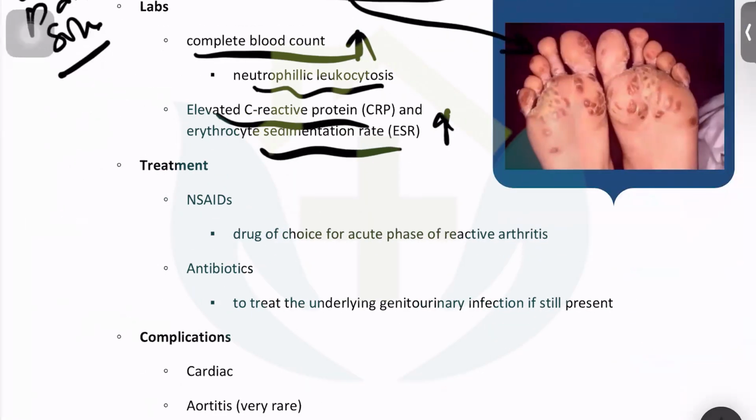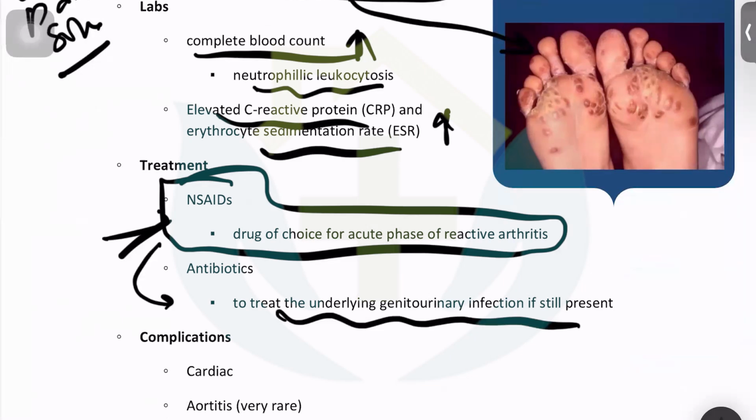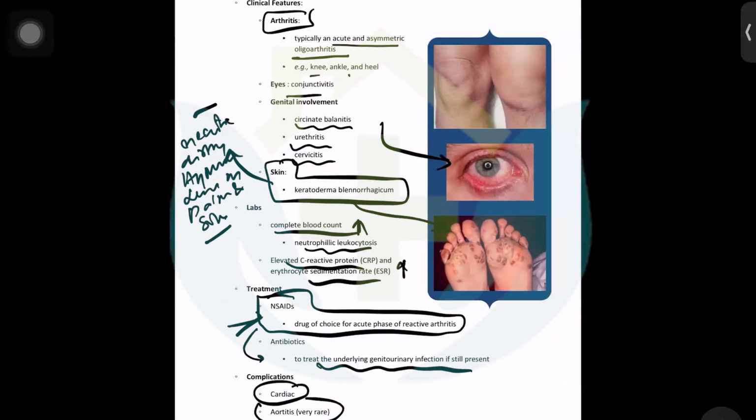Treatment: chill. Only give NSAIDs, diclofenac, aceclofenac, fine, no antibiotics. If you want to give them, you have to prove the infection is still present. If it is present, then you give it. Complications: notorious, aortitis and cardiac. Both of them can occur.